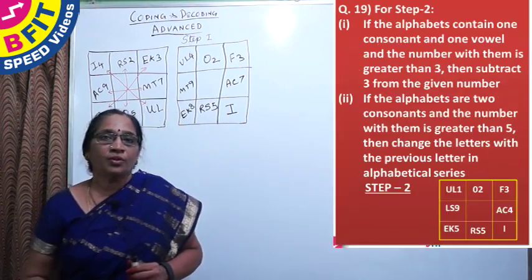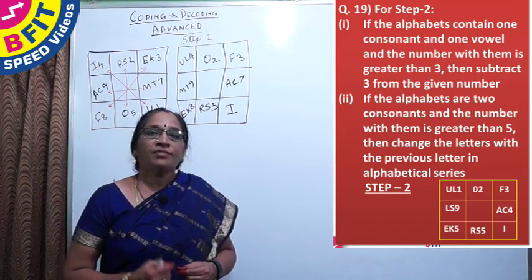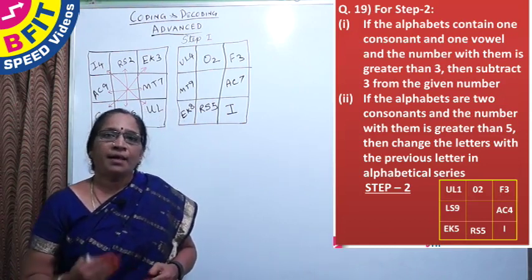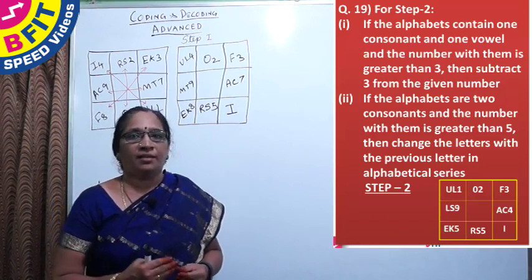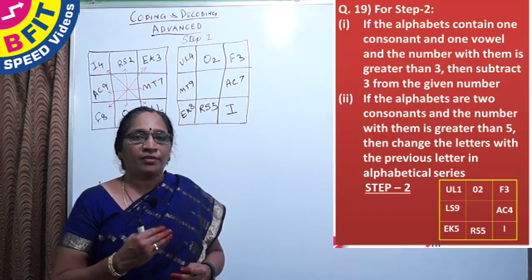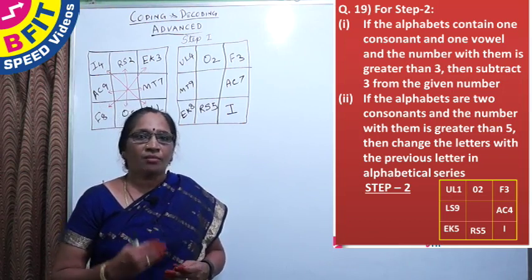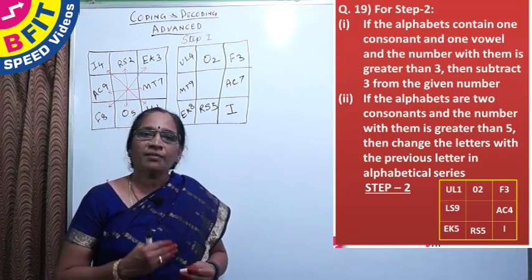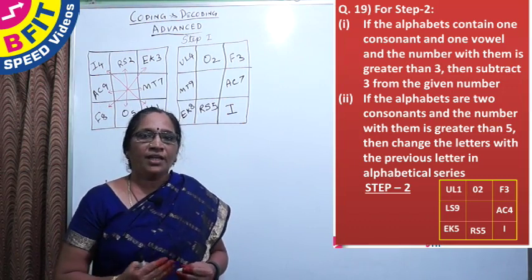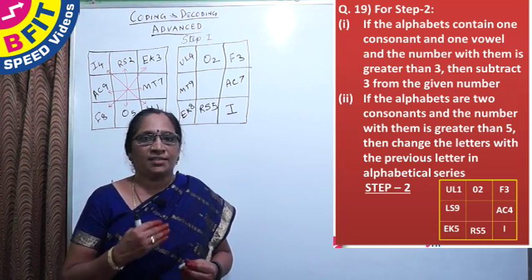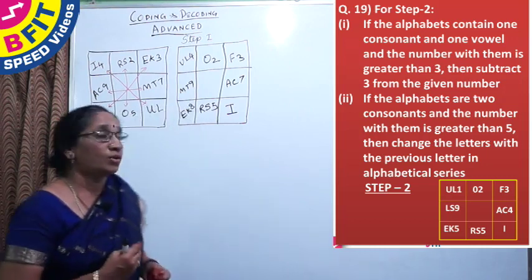The step 2, they follow certain rules. If the alphabets contain one consonant and one vowel and the number with them is greater than 3, then subtract 3 from the given number. The second rule is that if the alphabets are both consonants and the number with them is greater than 5, then change the letters with the previous letter in the alphabetical series. Okay, let us write down the rules first.